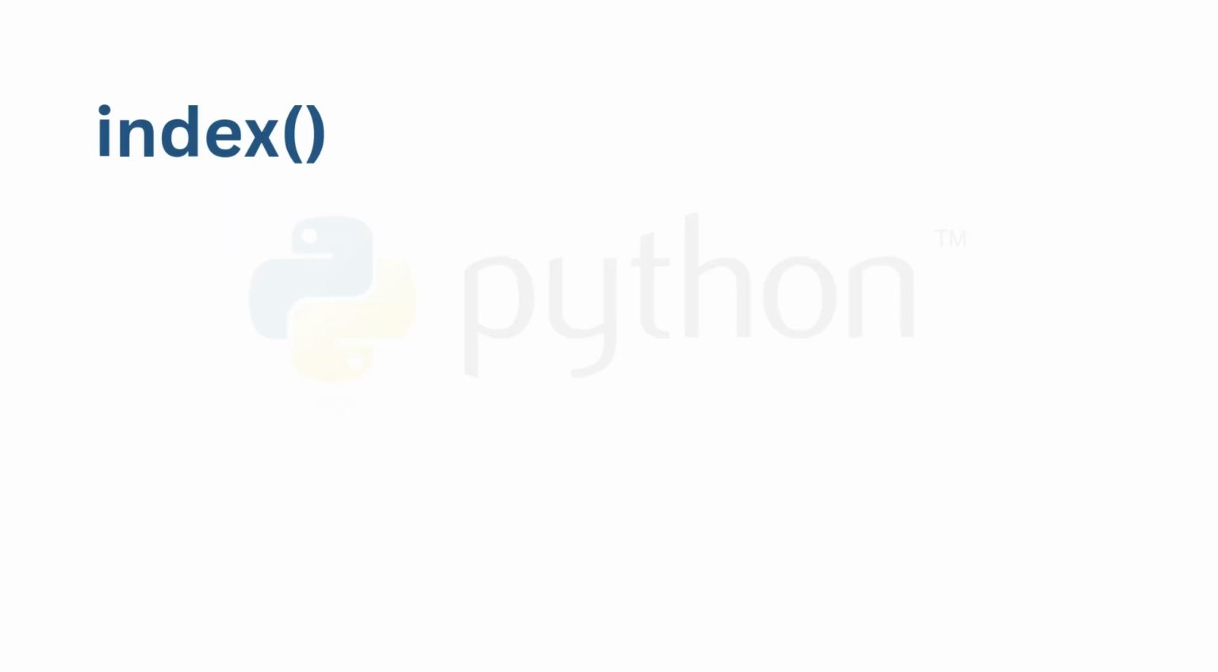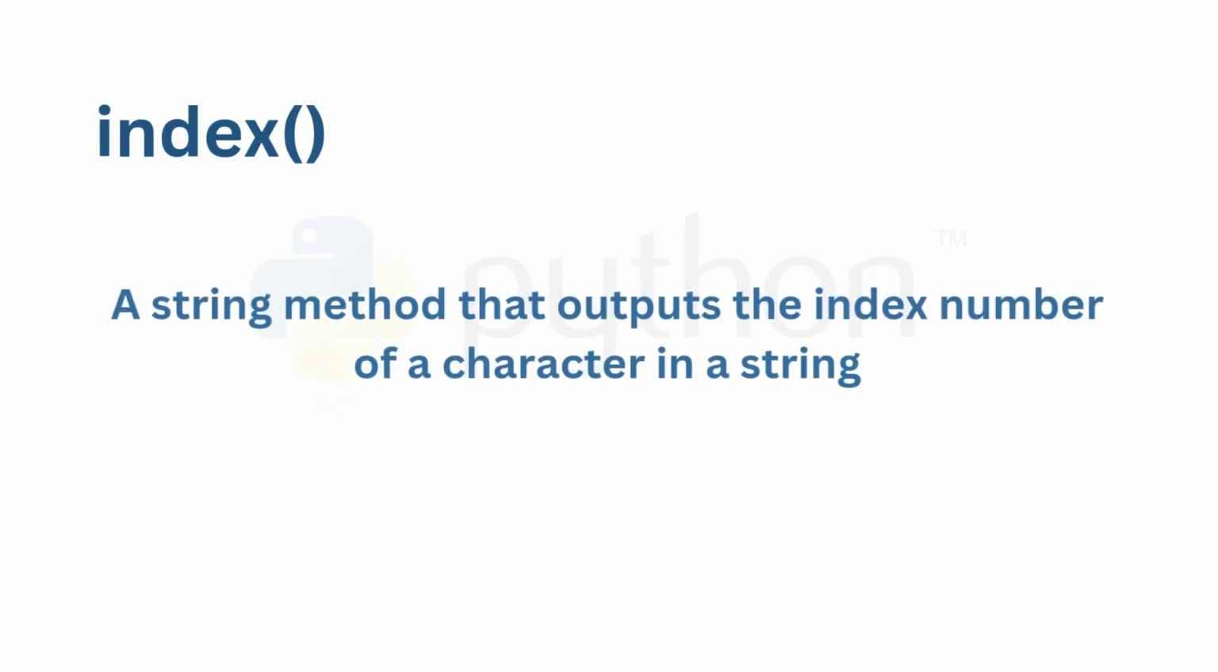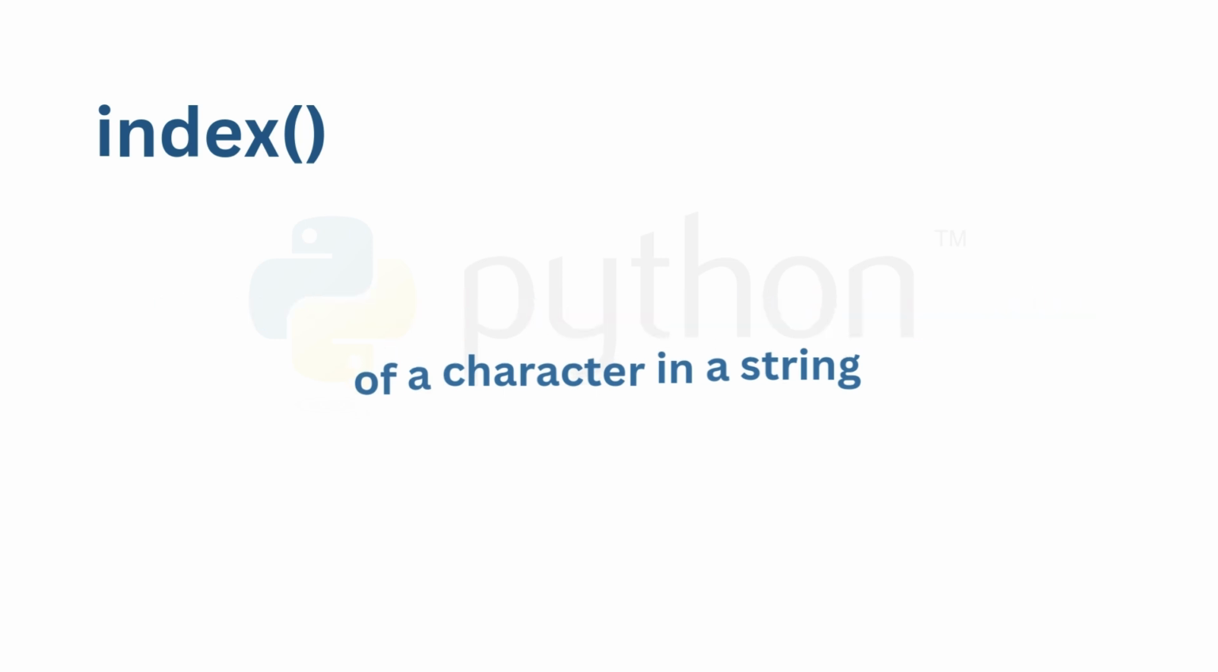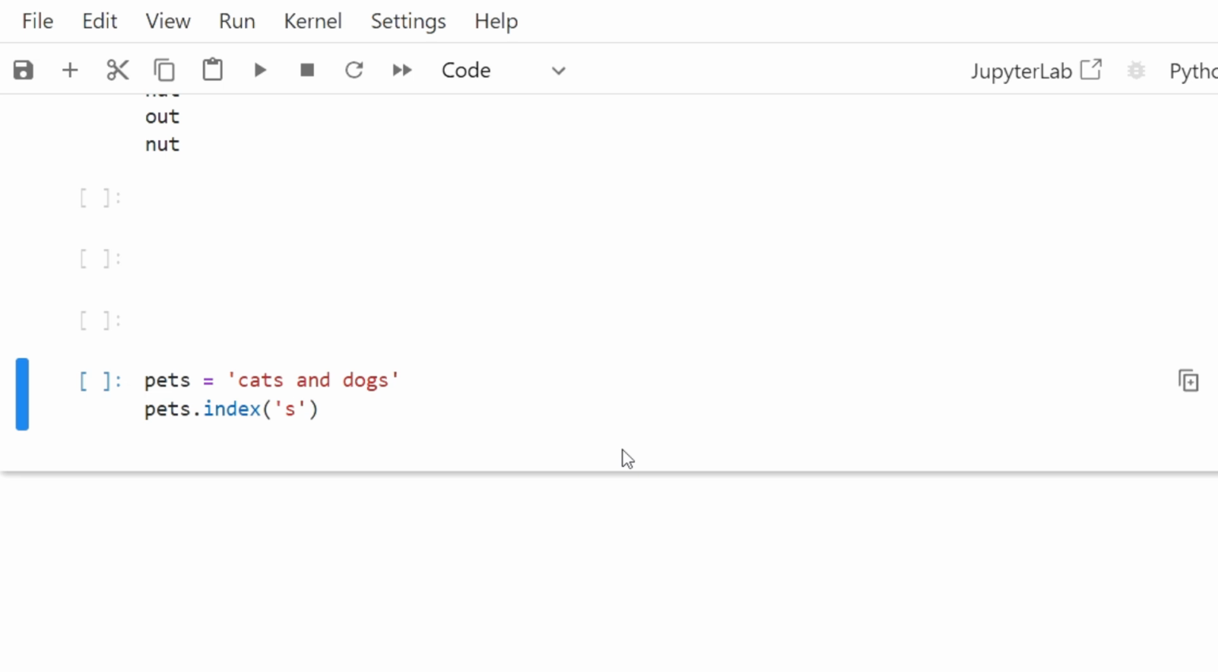Let's explore some ways of working with indices. One useful tool is the index method. Index is a string method that outputs the index number of a character in a string. Remember, a method is a function that applies to a variable. We can call it by following the variable with a dot. We use the index method to identify the location of a character or substring in a string.